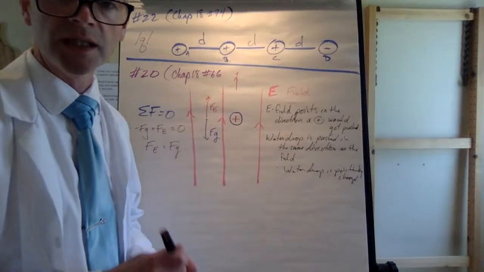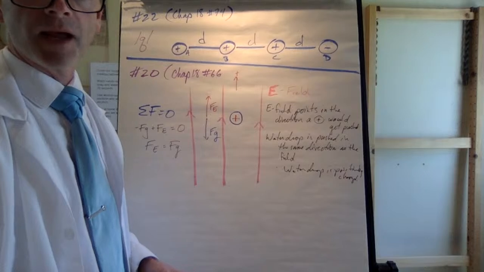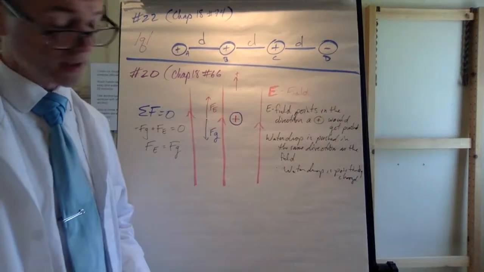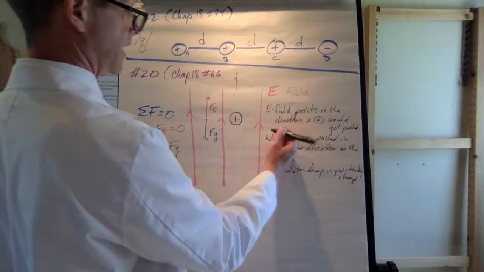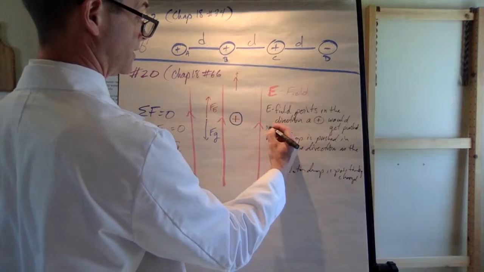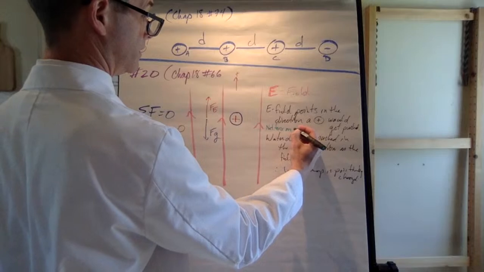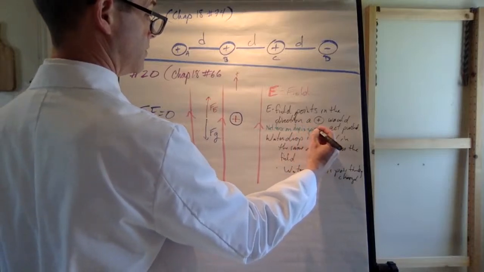And then the next question is, how many electrons... there's probably another step that I should put in there. The field points in the direction of the force, and the net force on the drop is 0.